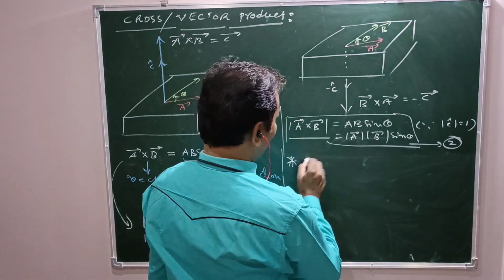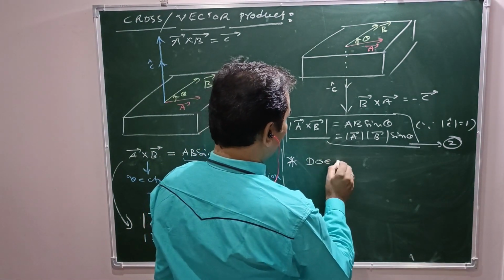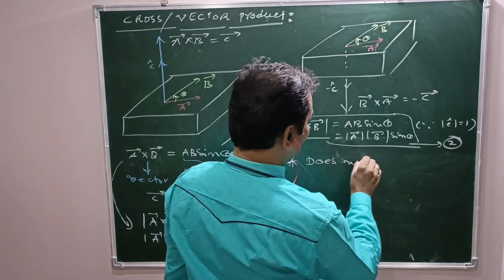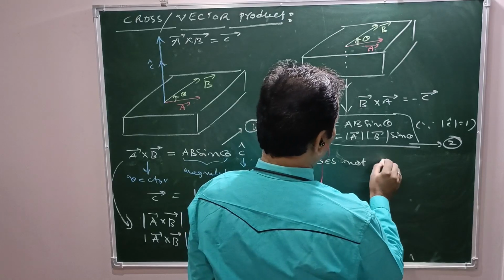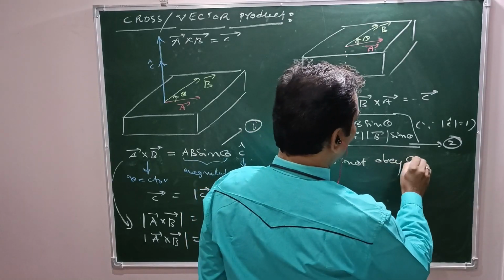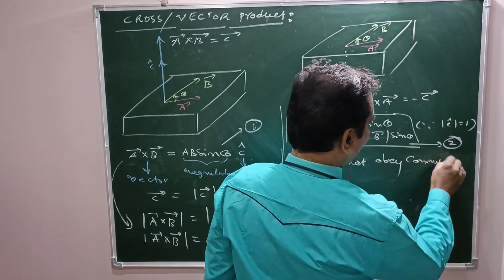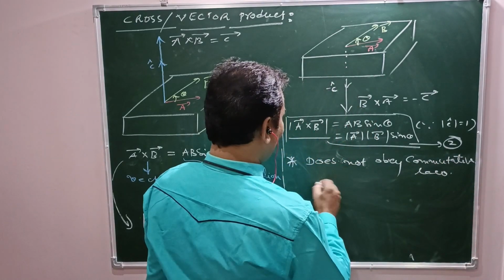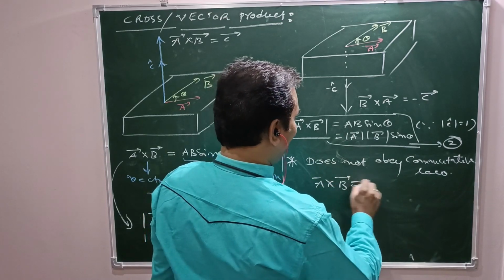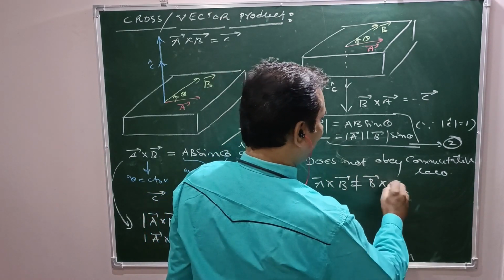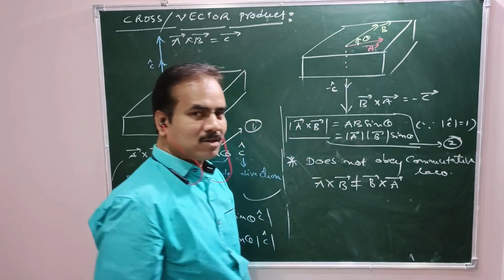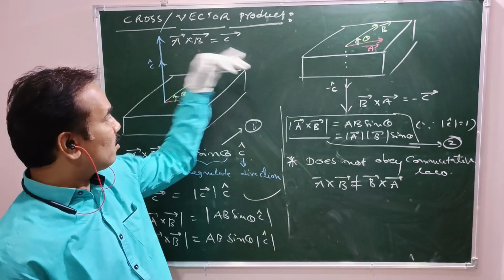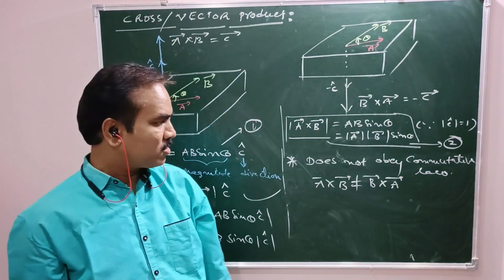So, it does not obey the commutative law. That is, A bar cross B bar is not equal to B bar cross A bar. Of course, both have the same magnitude, but the direction is opposite to each other. A bar cross B bar is upwards, here B bar cross A bar is downwards.